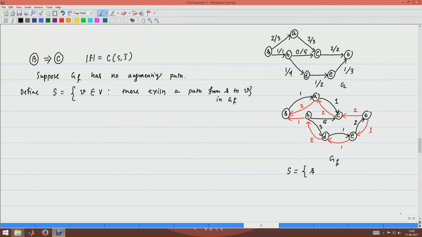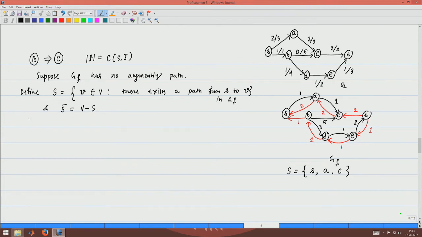So, the set S consists of the source node and A, because there is a path from S to A, and also there is a path from S to C. So, C will be in the set S. Now, we can see that you can't reach B starting from S, there is no path to B. So, B, D, E, T, those vertices will not be in the set S. I hope that you understood what this S is, and obviously, S complement is equal to V minus S. So, we have defined how to construct this cut, and then what we have to prove is that the capacity of this cut is equal to the flow value, in order to prove that B implies C.